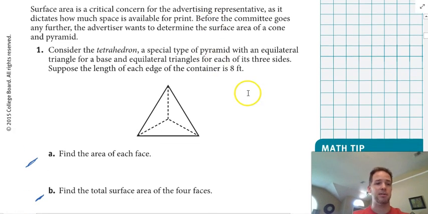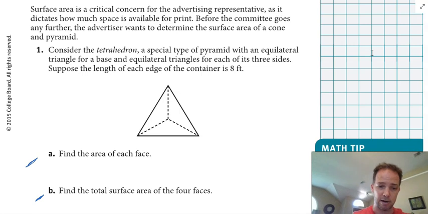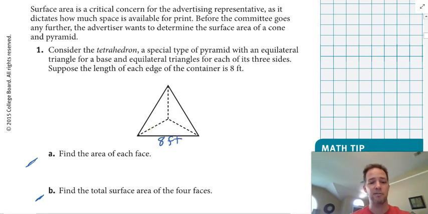So it says, consider a tetrahedron. Question number 1. A special type of pyramid made up of equilateral triangles for the base and all of the sides. So let's suppose that one of the edges was 8 feet. That means all of the edges are 8 feet. Find the area of each face.